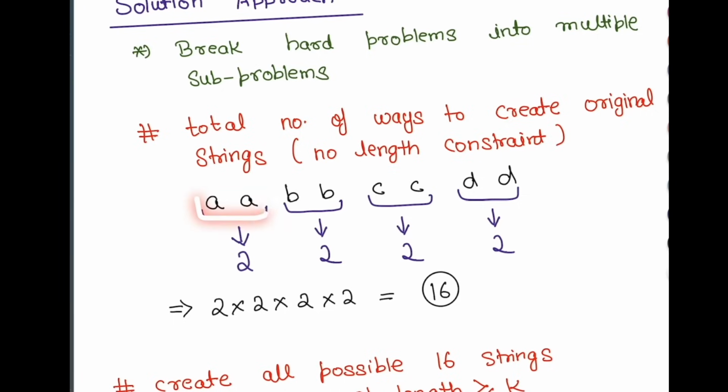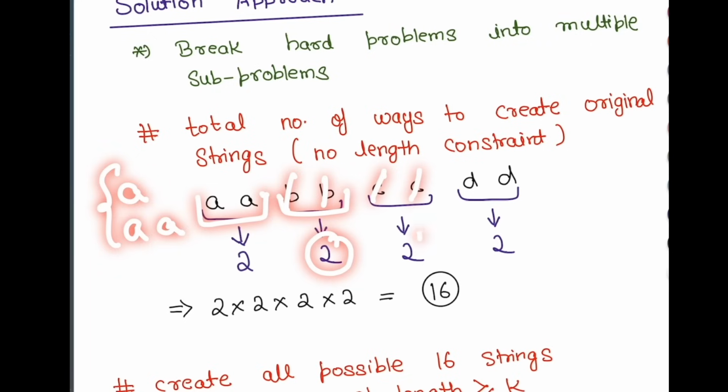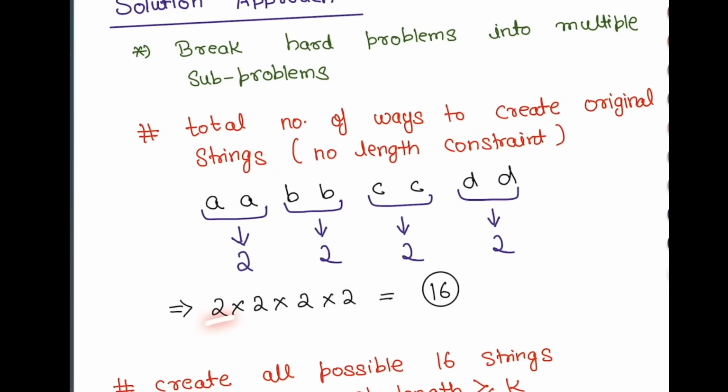So if you see any continuous data, you can say that, okay, I see that this is AA, but maybe she was trying to type A, or maybe she was trying to type AA, right? So there are two possibilities with this particular continuous data. Similarly, with this continuous data BB, you have two possibilities, CC, you have two possibilities, and DD, you have two possibilities. So there are total 2 multiplied by 2 multiplied by 2 multiplied by 2, 16 possibilities. There are 16 different possible strings which Alice was trying to type.